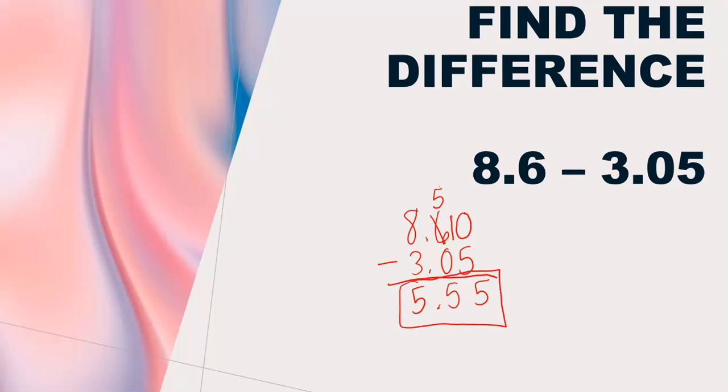Just again, make sure everything is lined up. All those place values are in the right spot so that you are subtracting everything with the correct matching place value in the other number.